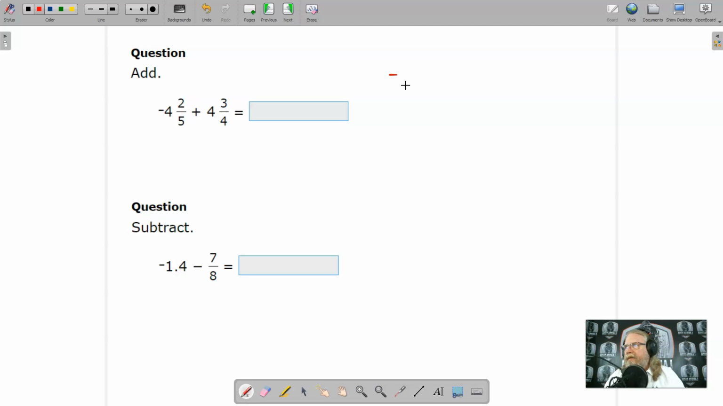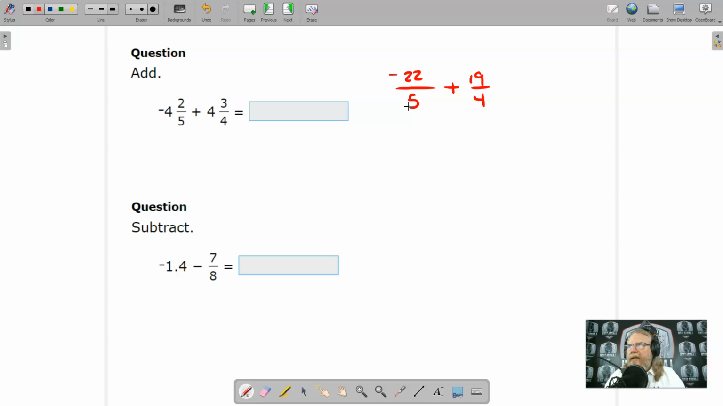The first one's negative. It's going to have a negative numerator. 5 times 4 is 20, plus 2 is 22. And the denominator is 5. We're going to add to that 4 times 4 is 16, plus 3 more is 19, and our denominator is 4. It's going to be a little bit of work, right?